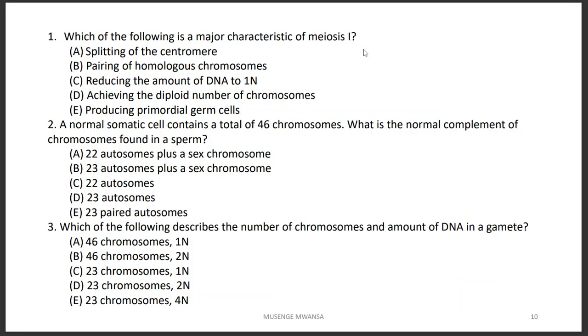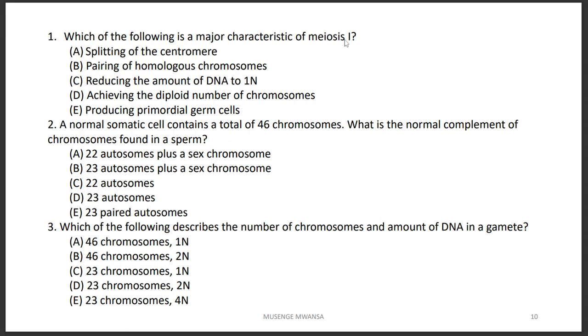So let's consider some questions. Which of the following is a major characteristic of meiosis 1? Splitting of the centromere, pairing of homologous chromosomes, reducing the amount of DNA to 1N, achieving the diploid number of chromosomes, producing primordial germ cells. Which one would we go for?